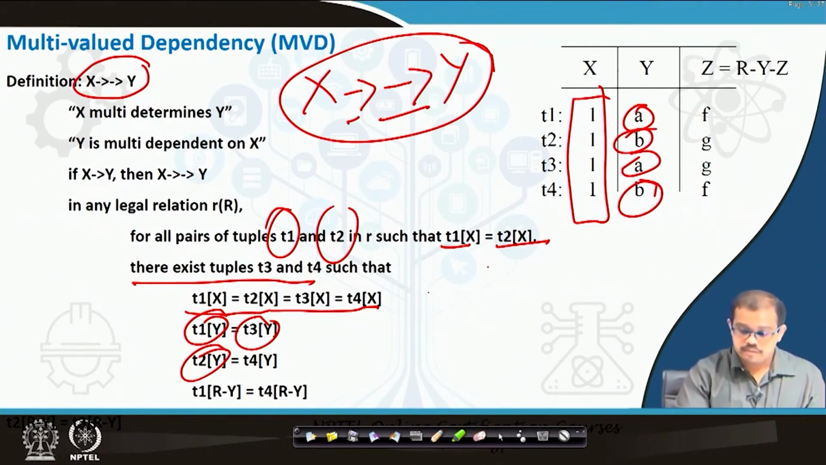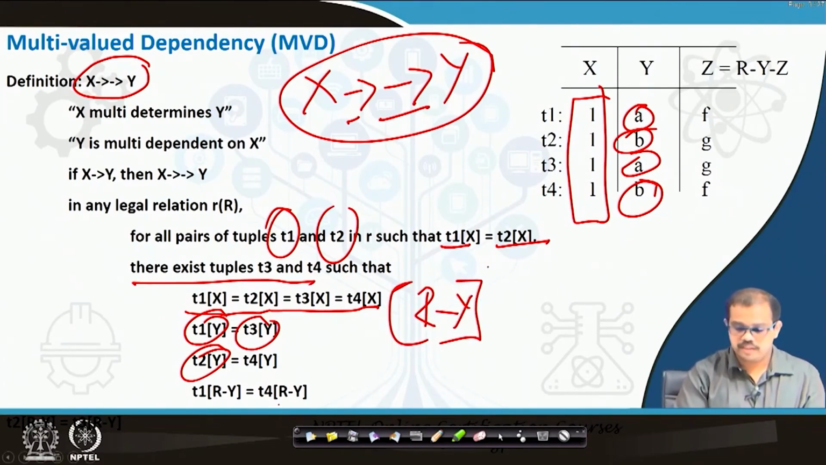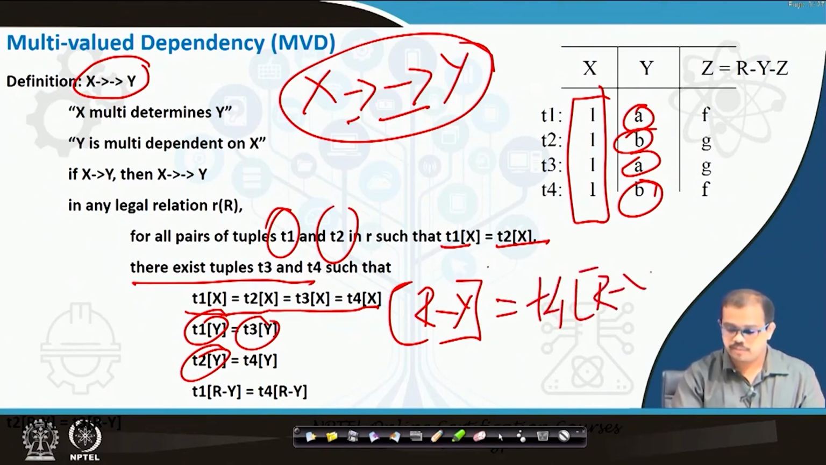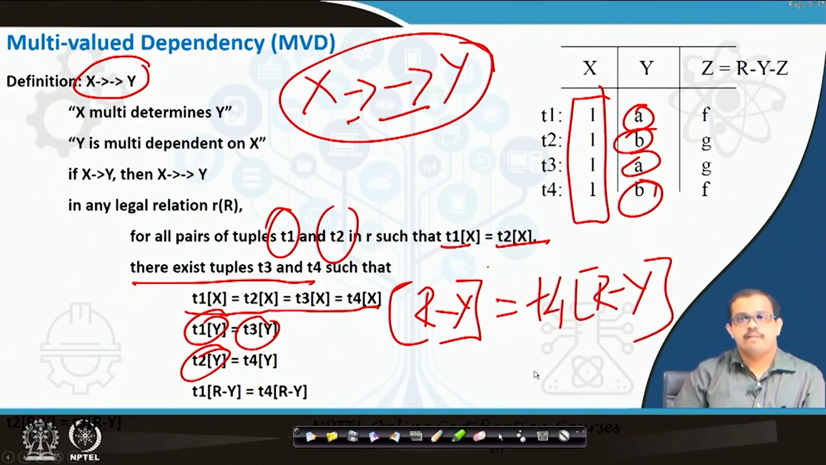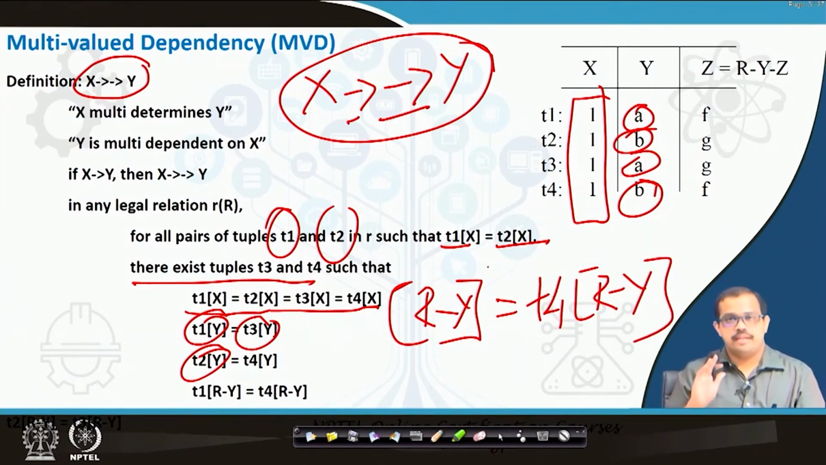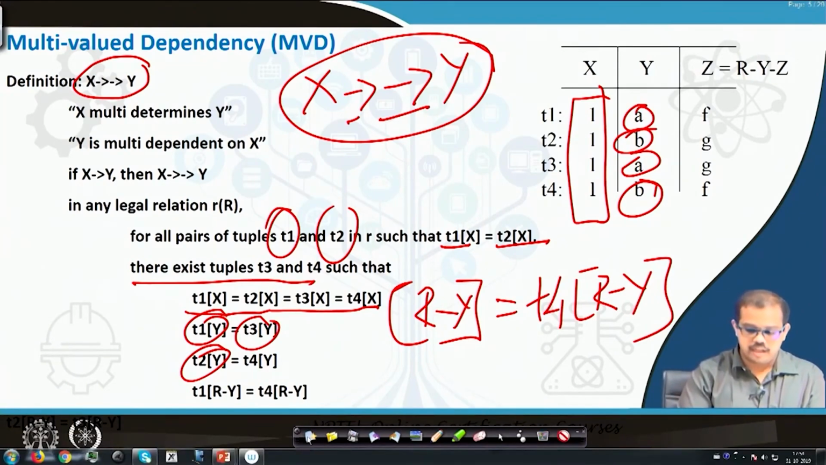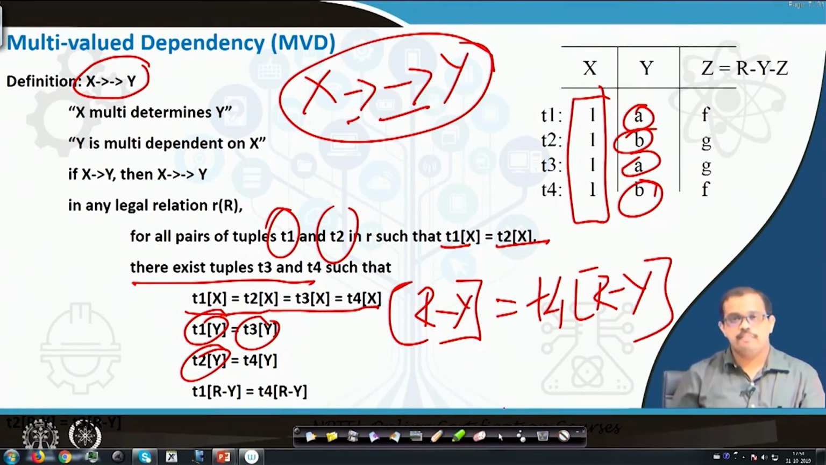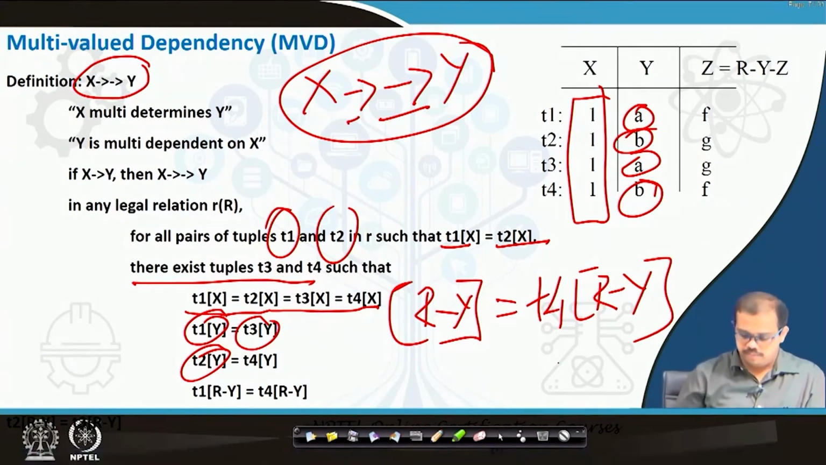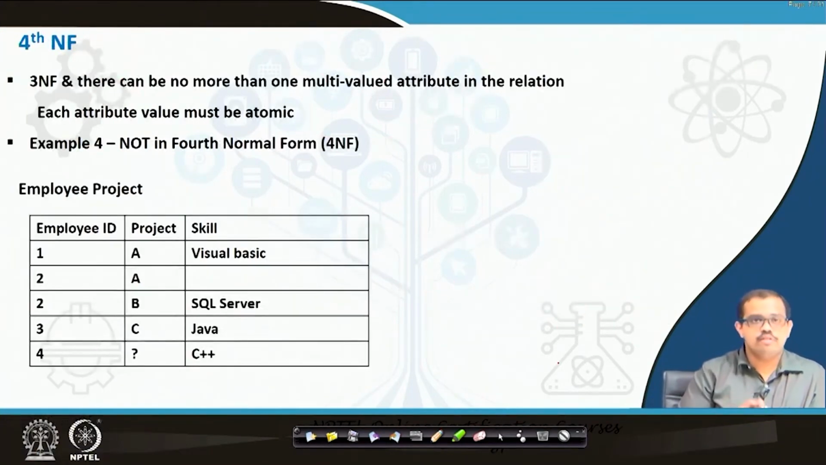T1 of R minus Y, the superset, is equivalent to T4 of R minus Y, which is again a superset. Okay. This is what is called a multi-valued dependency. If you go back and try to understand how this dependency is developed, you will be able to understand this particular normal form in more detail. That is the fourth normal form.